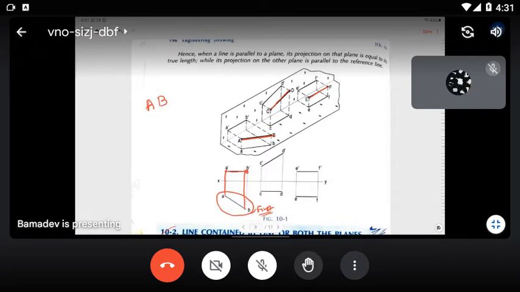You may be asking how to know this distance. This may be given, right? So the position of point E must be mentioned with respect to the reference planes. And with respect to HP, the position of A must be prescribed.